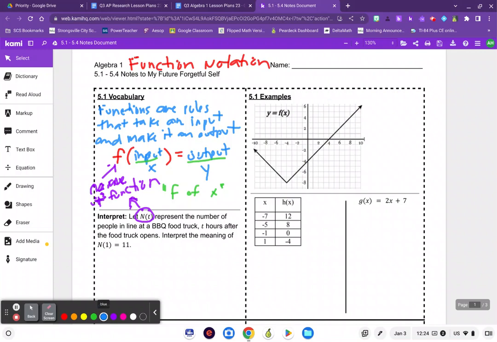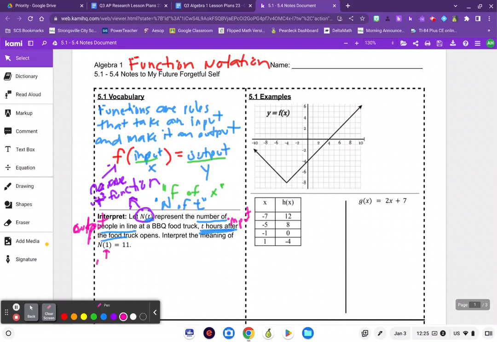All right, so let's go down and do this interpret. It says let n of t, and that's how you read that, represent the number of people in line at a barbecue food truck, t hours after the food truck opens. So again, I have this notation, n of t, and the stuff in the parentheses is the input. So this t, this t hours, is going to represent our input. And the number of people in line is going to be our output. If you can read a scenario and understand what the input and what the output is, then the interpreting should be manageable.